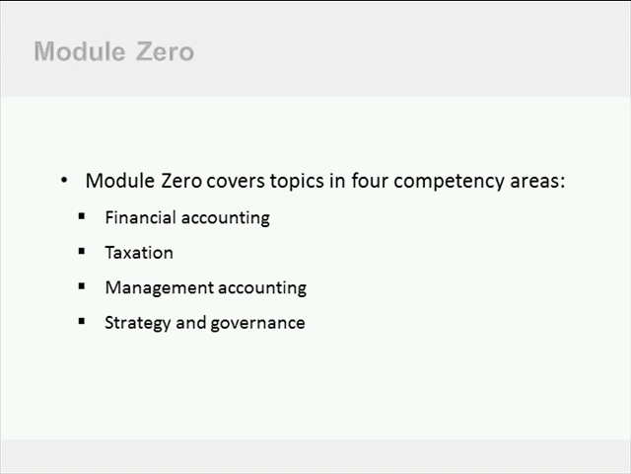So Module 0 covers topics in 4 different competency areas. We have financial accounting, taxation, management accounting, and strategy and governance. We'll take a closer look at each of these competency areas and the topics contained in them. And we'll also provide an overview of the estimated time it would take a candidate to complete each topic.